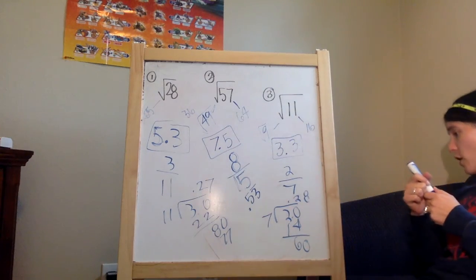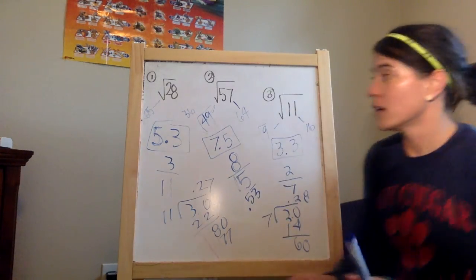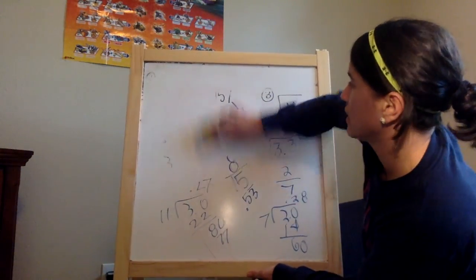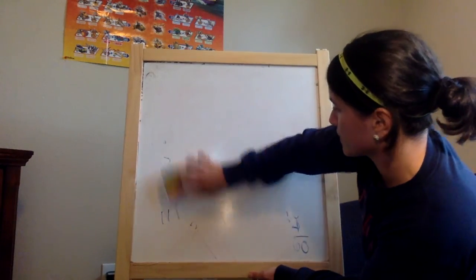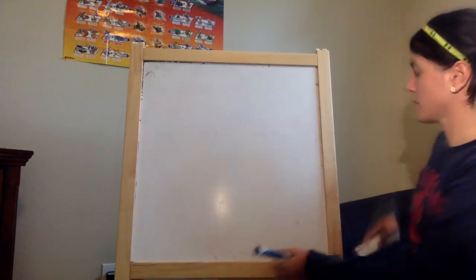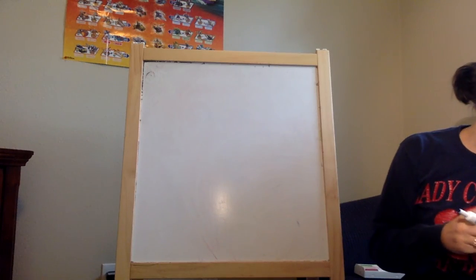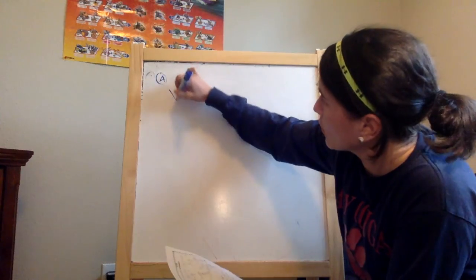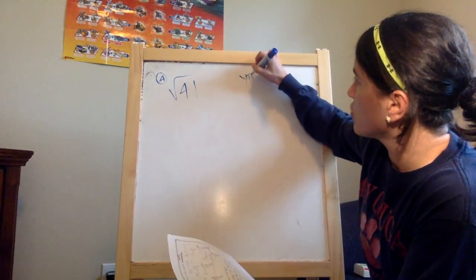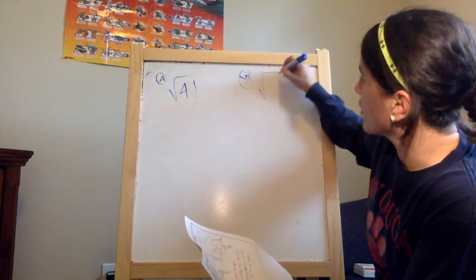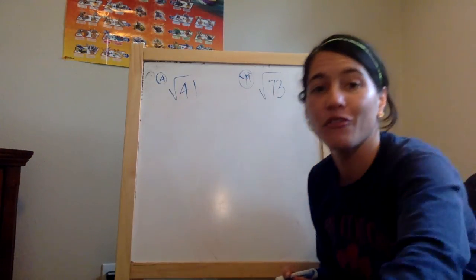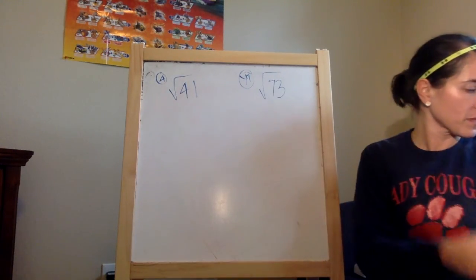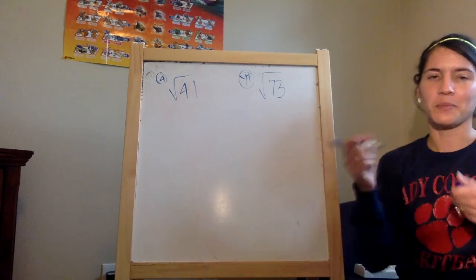Now, we have 2 more. Number 4 was the square root of 41, and then you try the square root of 73. If you think you're ready to try them both, then pause it and try them both, and then you can watch it.